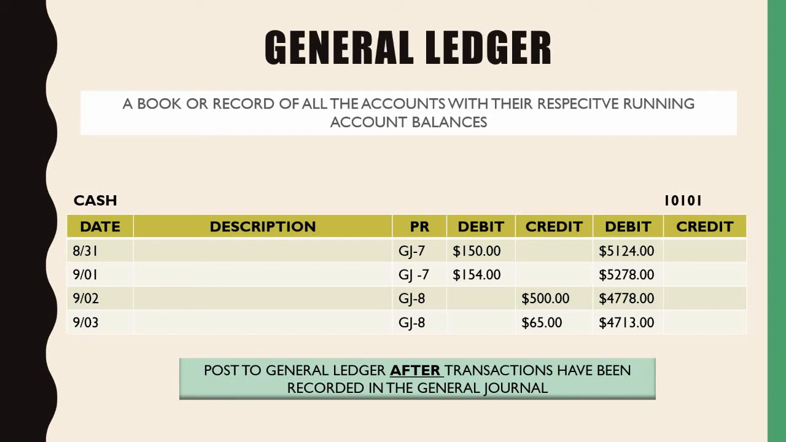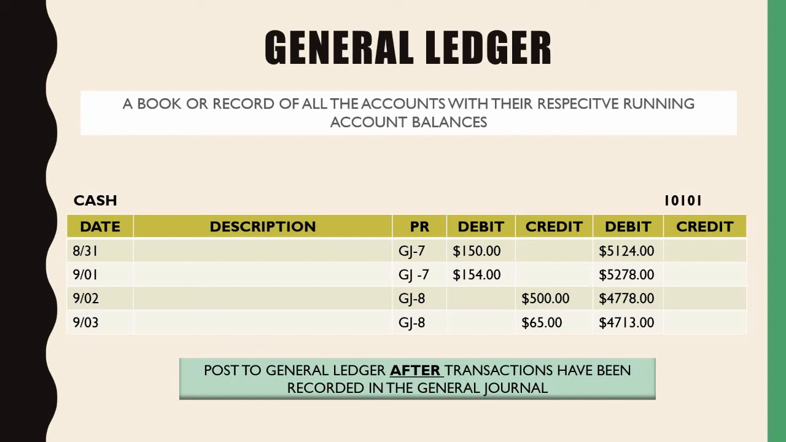So here, I started out with $5,124. The very first transaction was that I had sales of $154, so I gained $154. My account balance has increased from 5,124 to now 5,278. Then I had to pay rent of $500.